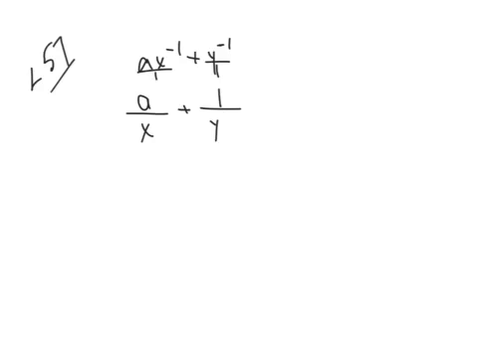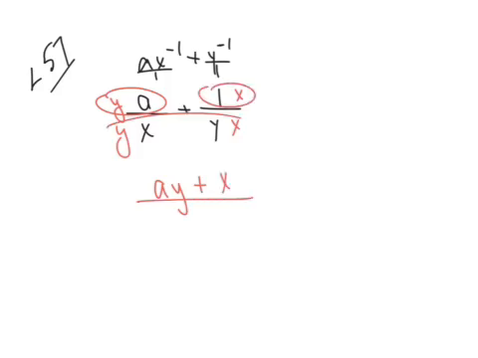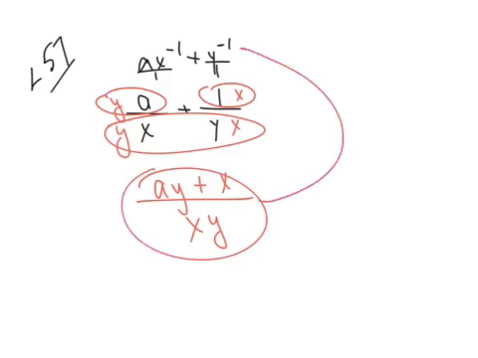Alright, so now what do I do to add these? I have to have common denominators. So I look at my x and I say, what am I missing over here that I have over here? And I'm missing a y, so I'm going to multiply both sides by y. And what am I missing here? I'm missing an x, so I'm going to multiply top and bottom by x. So I've got ay plus x all over my common denominator, which is just xy, and I'm done. Okay, that is the sum of that, and I have all positive exponents.